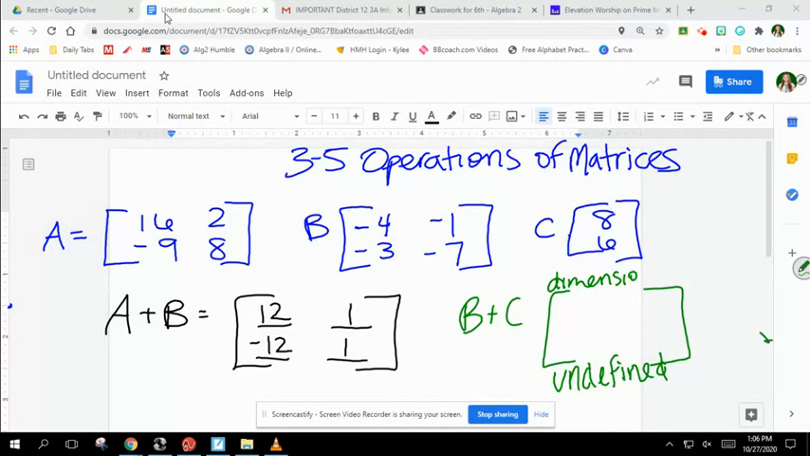So the dimensions don't match. You can write the word undefined. Sometimes you'll see the word just impossible. Okay, either one of those. You don't normally see no solution because that kind of means something else, but impossible, undefined won't work. Okay, because of the dimensions not being the same.